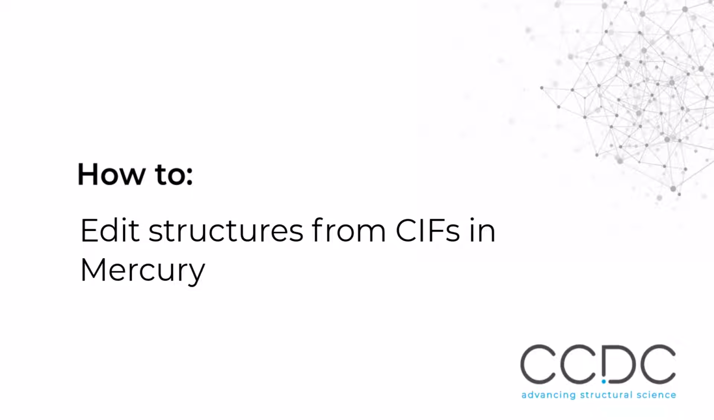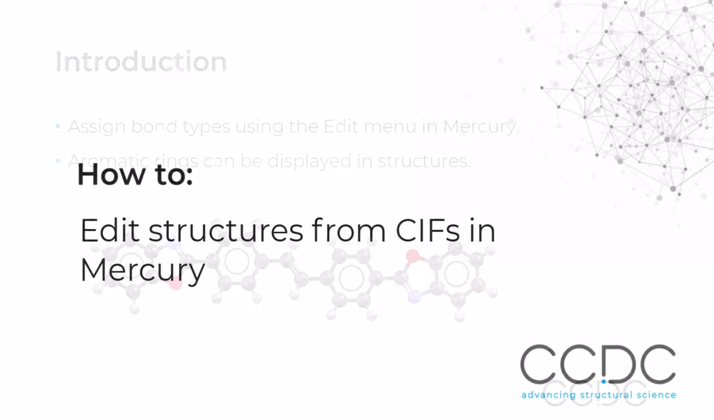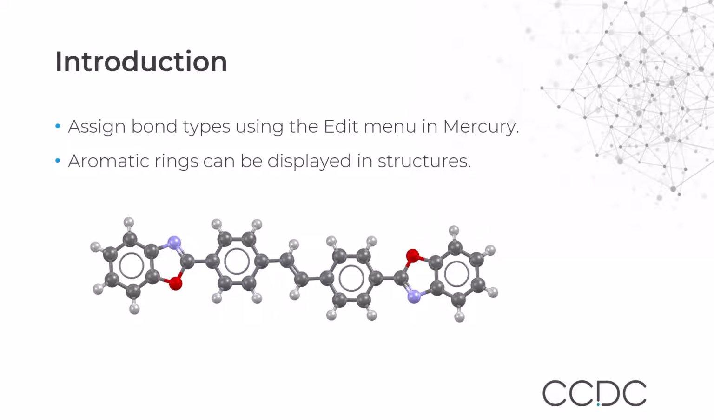Welcome to this video on how to edit structures in Mercury. You can use Mercury to visualize and analyze your own structures. When you load a CIF in Mercury, you will see that the bond types are not assigned as the CIF does not contain this information. You can assign bond types using the edit features in Mercury.